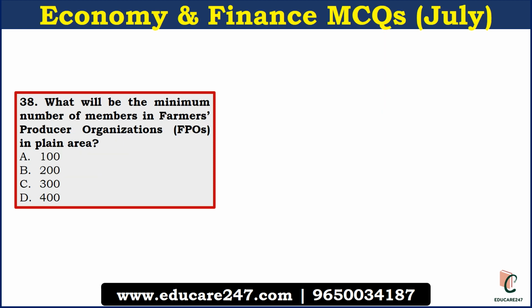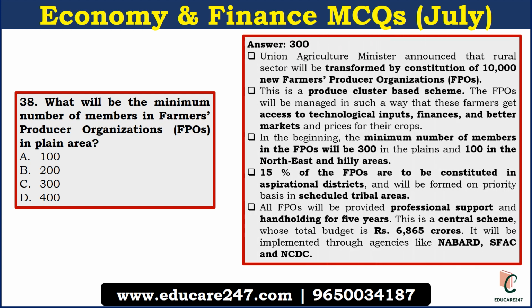The next question is, what will be the minimum number of members in farmers producer organization in plain area? The answer is 300. Recently, the Agriculture Minister announced that rural sector will be transformed by the constitution of 10,000 new farmers producer organizations, and these organizations will be based on cluster scheme. Basically, these FPOs will be managed in such a way that farmers can get access to technological inputs, finances, better markets and better price for their crops.